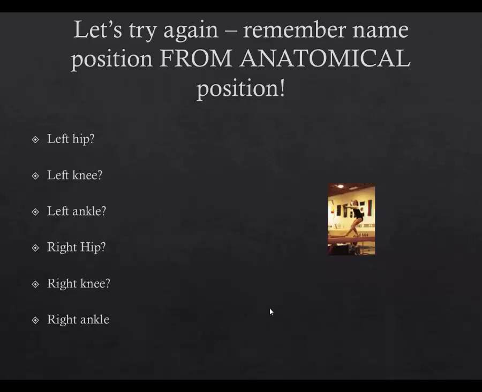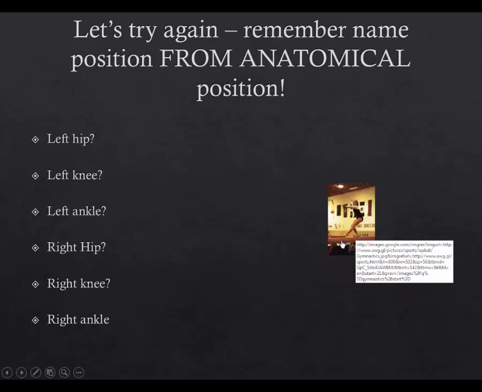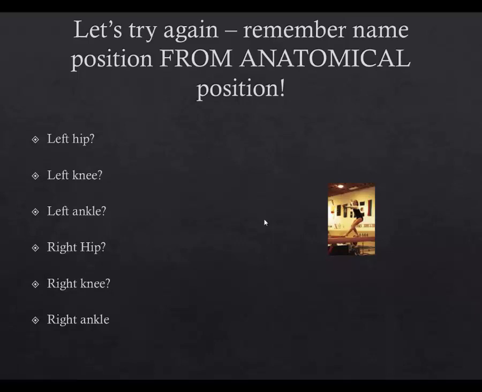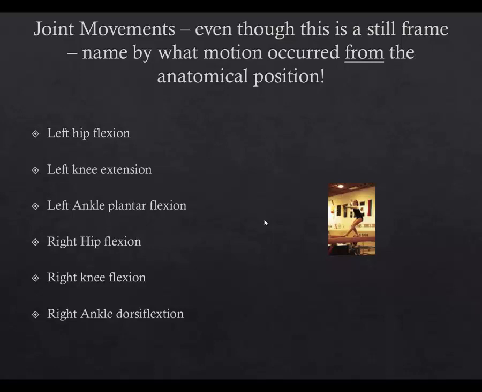Okay, so here's a still frame again. Sorry, the picture is so small. Another gymnast on the balance beam. What's happening at the left hip, knee, and ankle, and what's happening at the right hip and knee and ankle? So take some time to pause, and then we can move on. So remember, even though this is a still frame, name it by what motion occurred from the anatomical position.